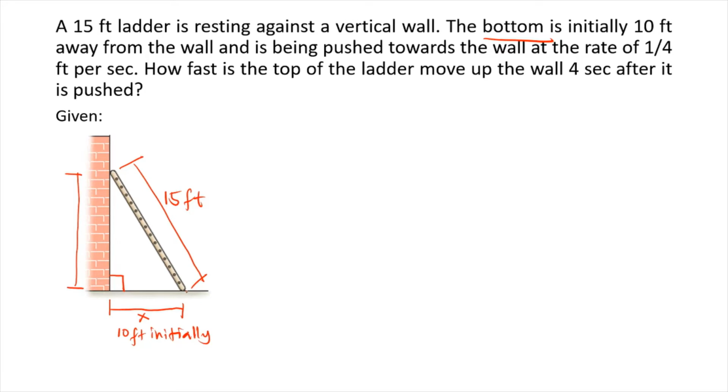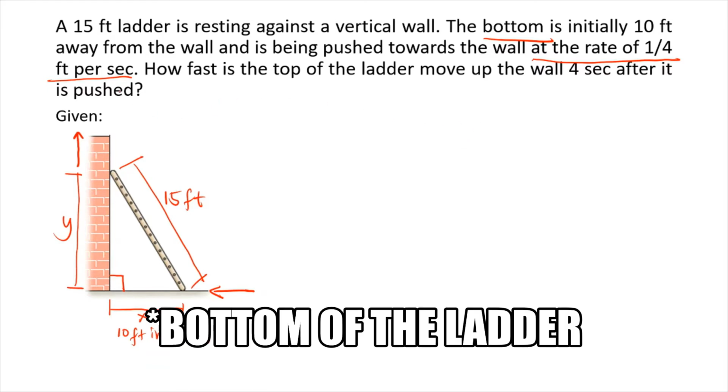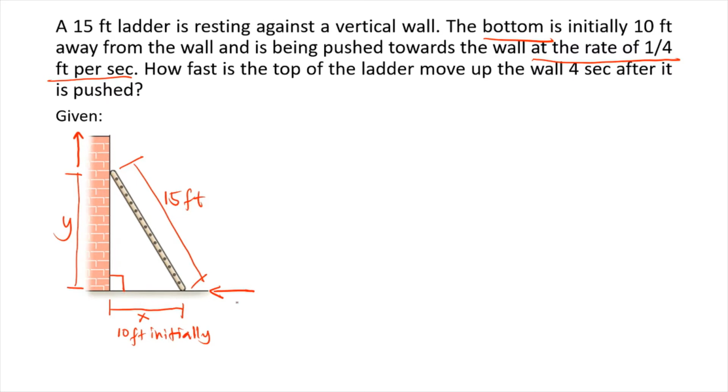And then as the bottom of the ladder is being pushed towards the wall, the top of the ladder will be moving upward, right? So this distance will also change over time. So let's label it as a variable, say y. Okay. And then we also have here the rate at which the bottom of the ladder is moving. So as the bottom of the ladder is being pushed towards the wall, x, the distance from the wall to the bottom of the ladder, will decrease over time, okay? And the rate at which x is decreasing is the same as the rate at which the bottom of the ladder is moving, okay? And since it will decrease over time, then dx/dt equals negative 1/4 feet per second, okay?